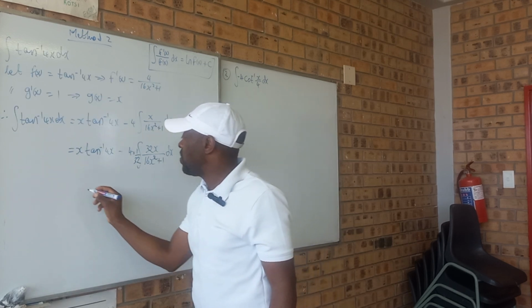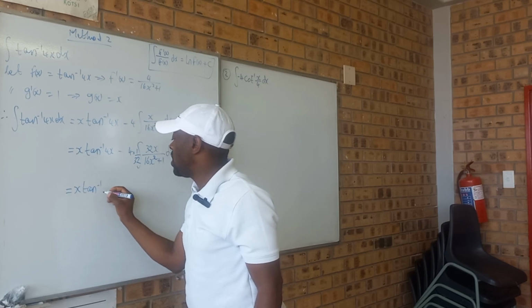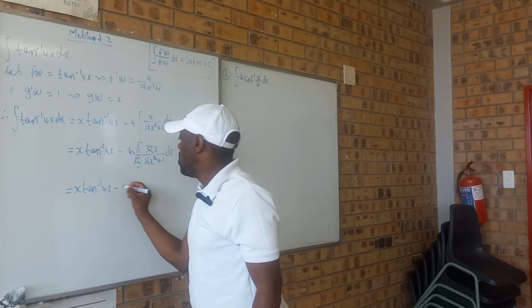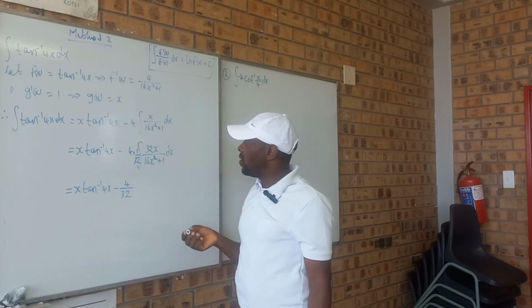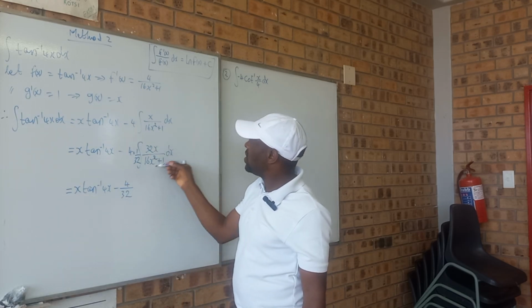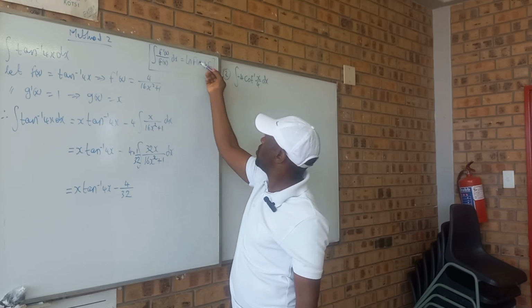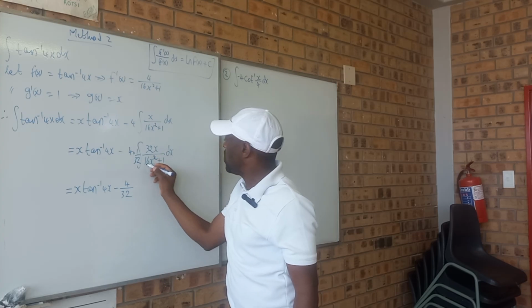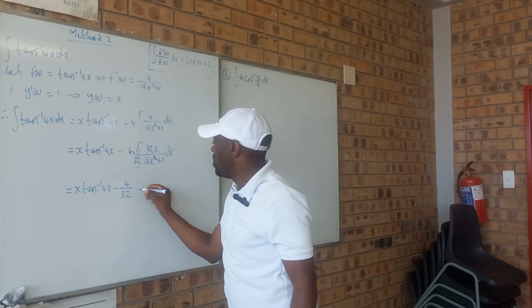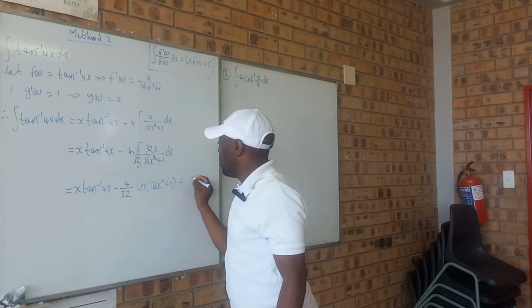So in my next step, I'm just writing down my final answer. So that's arctan 4x minus 4 on 32. You see what we have outside is 4 on 32. Then the answer of this integral means the f that we place on the left must also go on the right of the formula. So whatever I called my f was 16x squared plus 1. So this is the ln of 16x squared plus 1 plus c.